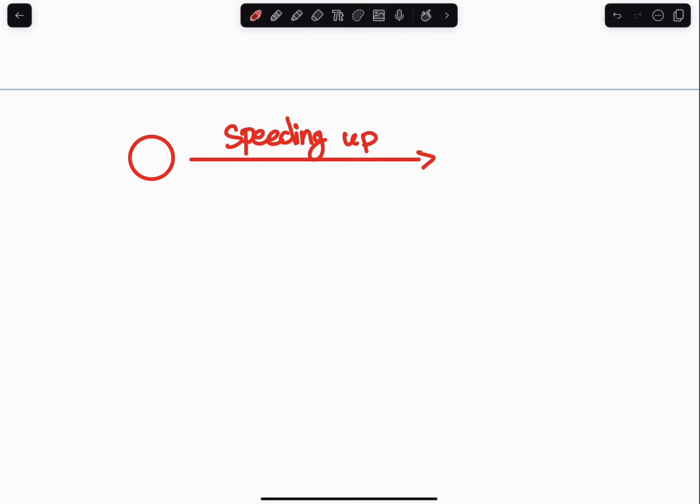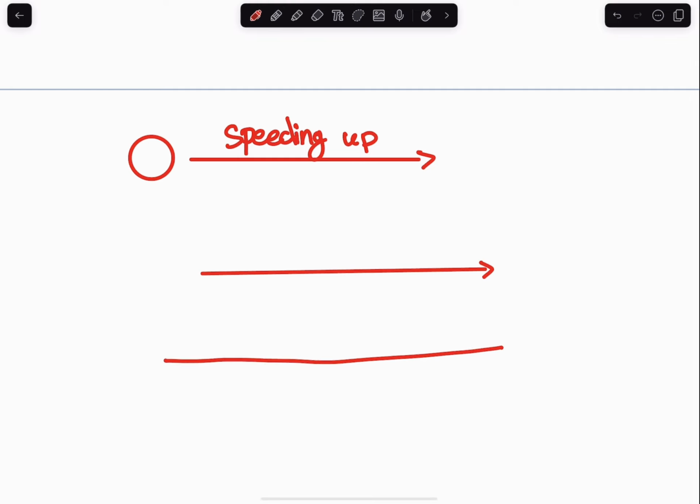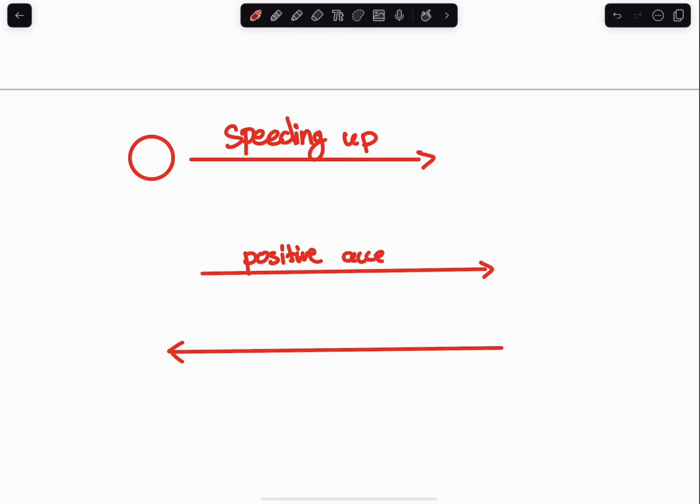On the other hand, if this object is slowing down, acceleration would actually be negative. In terms of visualizing all of this, the acceleration vector for speeding up would be pointing right. But for slowing down, it would be pointing left. This is a positive acceleration versus a negative acceleration.